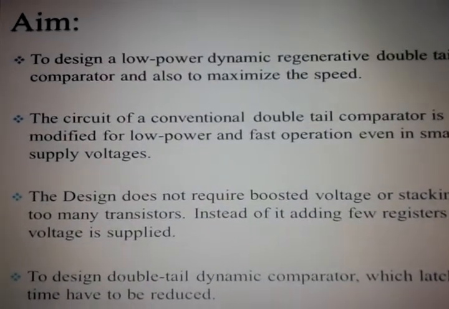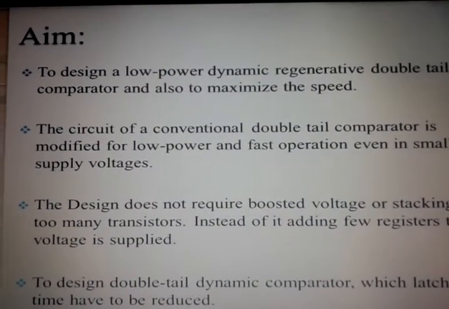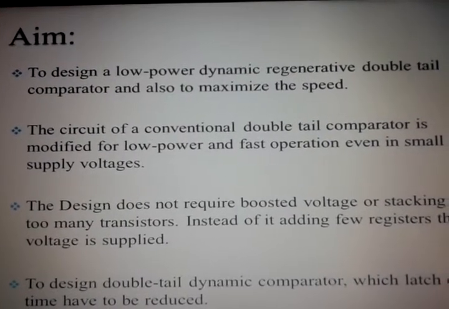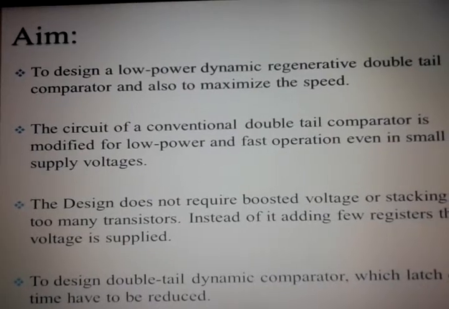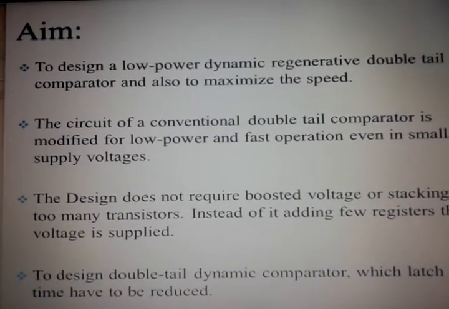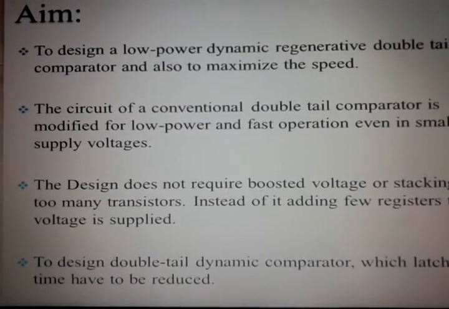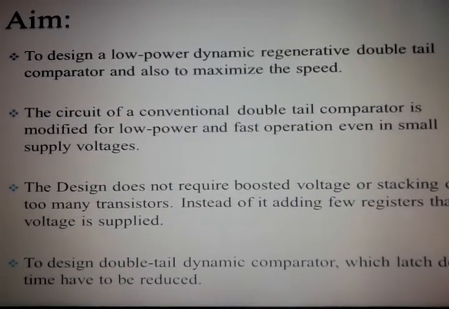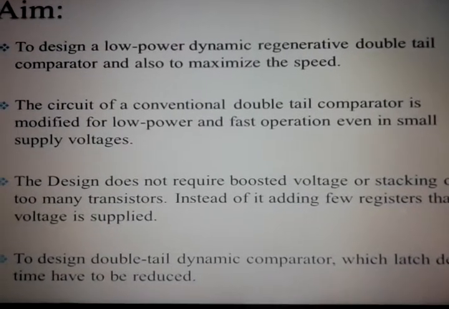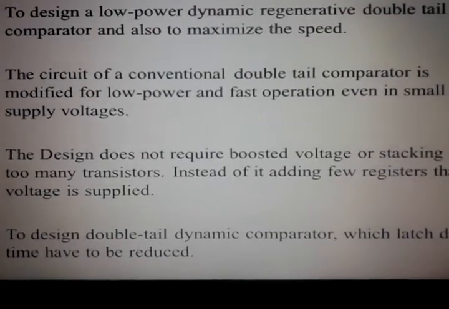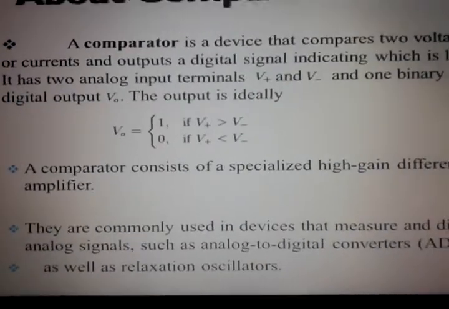The aim is to design a low power dynamic regenerative double tail comparator and also to maximize the speed. The circuit of the conventional double tail comparator is modified for low power and fast operation even at small supply voltages. The design does not require boosted voltage or stacking of too many transistors. Instead of adding a few resistors, that voltage is supplied. To design a double tail dynamic comparator, the latch delay time has to be reduced.